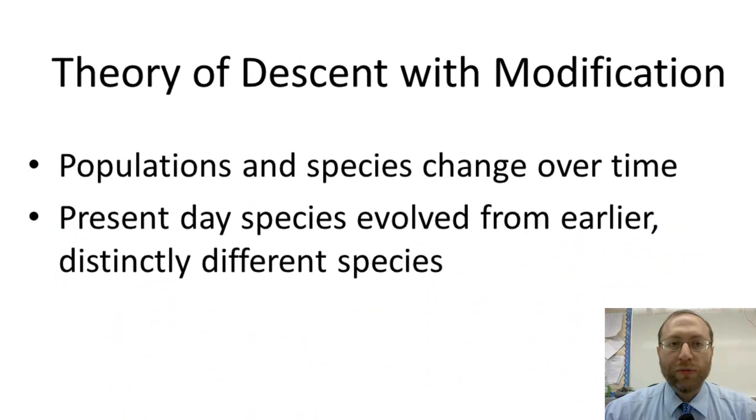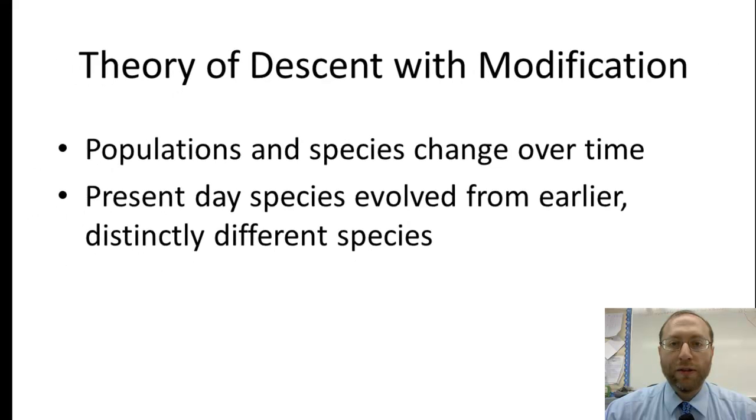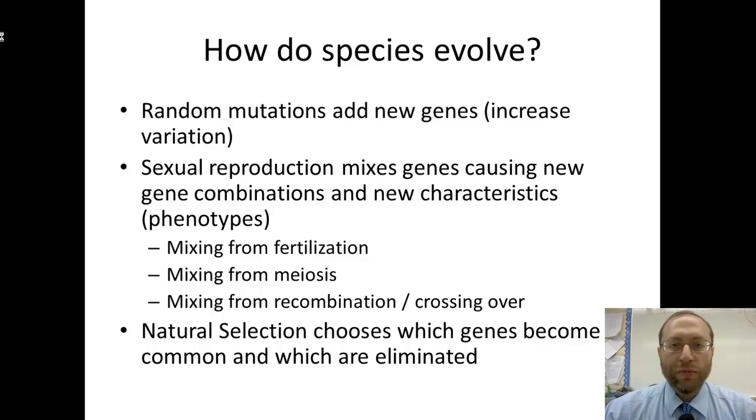Prior to this podcast, we learned about a theory of descent with modification. This was the first of two theories that Darwin proposed, and this theory briefly states that populations and species change over time, and that present-day species evolved from earlier, distinctly different species. In today's podcast, we're looking at the mechanism for that, answering the question, how do species evolve?